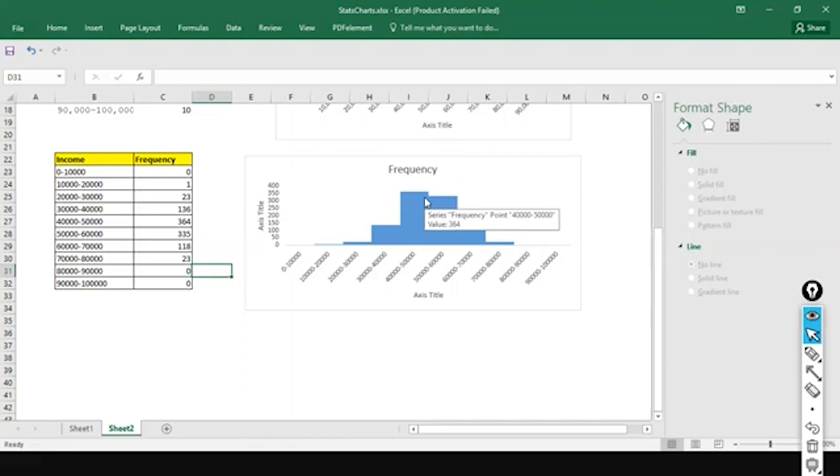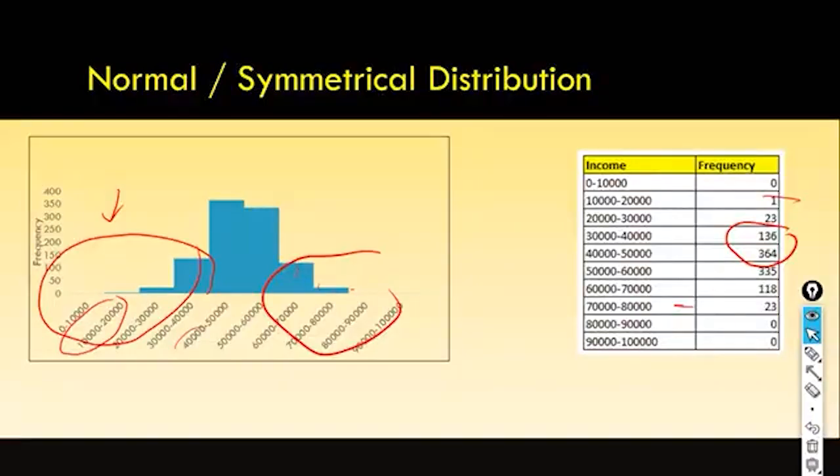Got it? Fine. This is the story. You need to tell it to him. Okay, next, we are done with normal distribution.